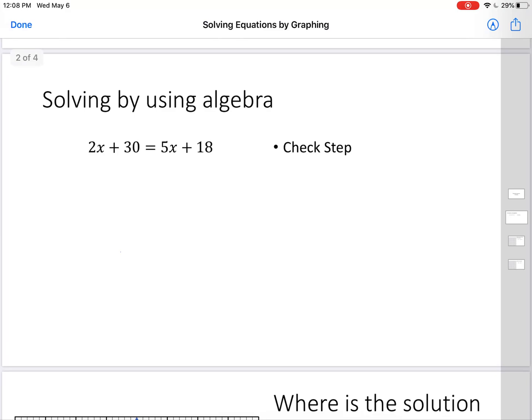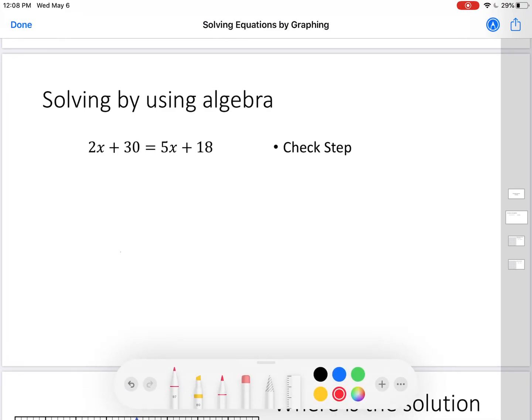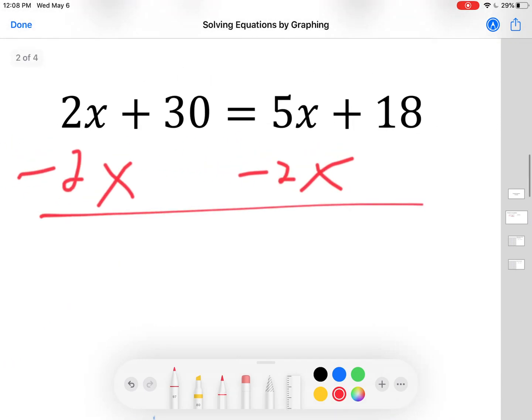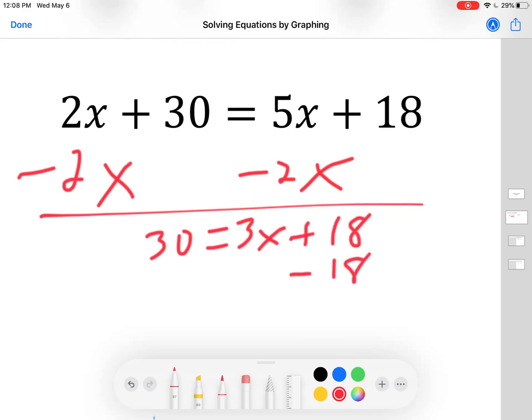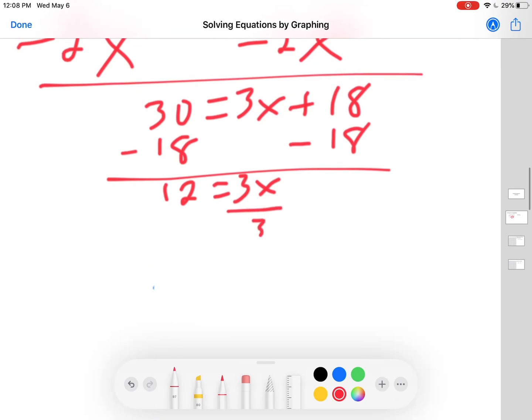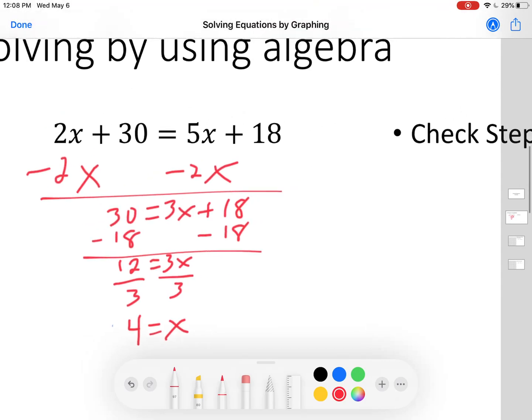First, we're going to review how to solve by using algebra. So, here's the equation. First thing I will do is subtract 2x from both sides. I get 30 equals 3x plus 18. Subtract 18 from both sides. I get 12 equals 3x. Divide both sides by 3. I get 4 equals x.